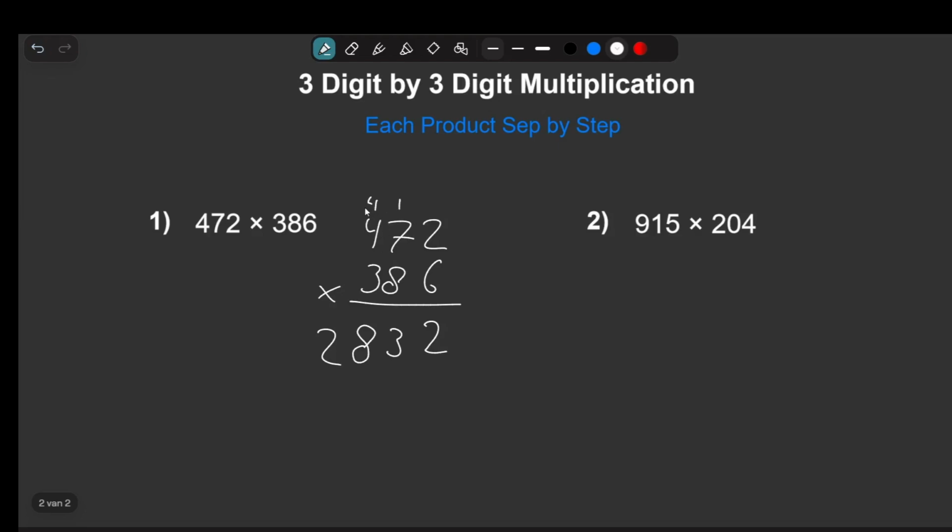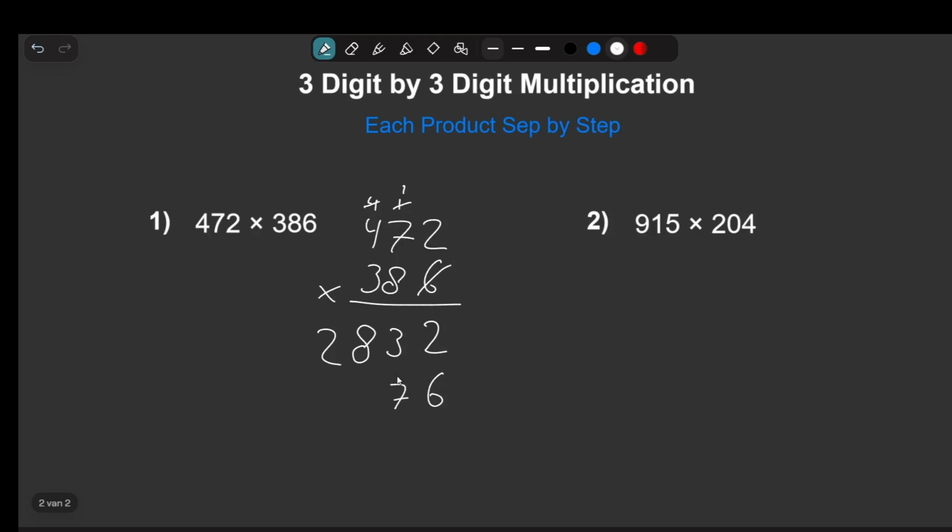Before we do that, let's cross these numbers off. I like to cross these numbers off because I am done with them and they won't get in the way anymore. Now we're going to do 8 times 2, 8 times 7, and 8 times 4. Let's start. 8 times 2 equals 16. We write our 6 down here and carry over the 1. Now we do 8 times 7. 8 times 7 equals 56, plus this 1 equals 57.